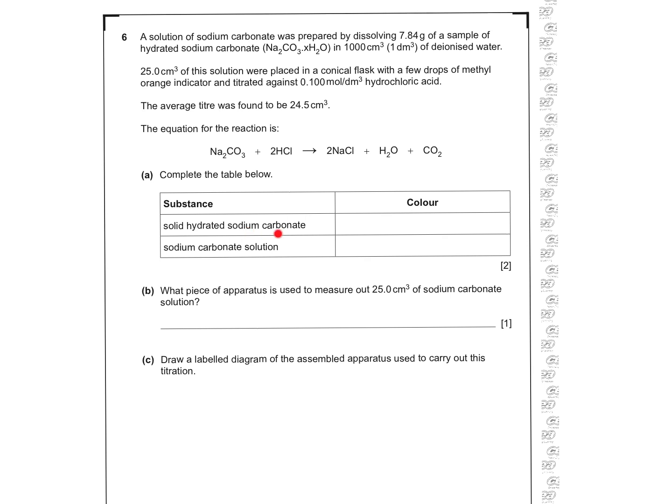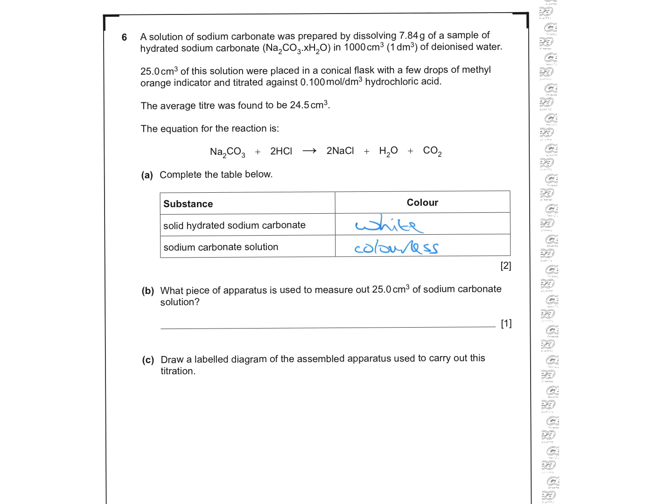If this had been potassium carbonate, it's also white. Again, if this had been sodium or potassium carbonate solution, this would have been colourless. The same applies to group 2 as well. Any compounds of group 2 that are solid are white, and if they dissolve in water, they'll form colourless solutions. Okay, on to part B.